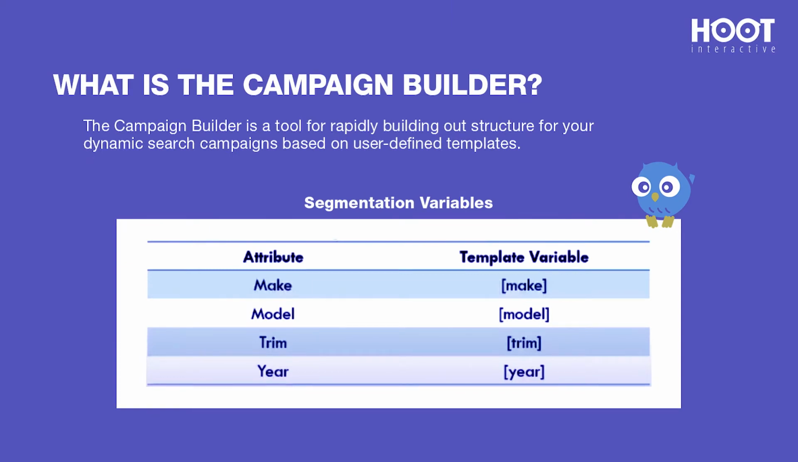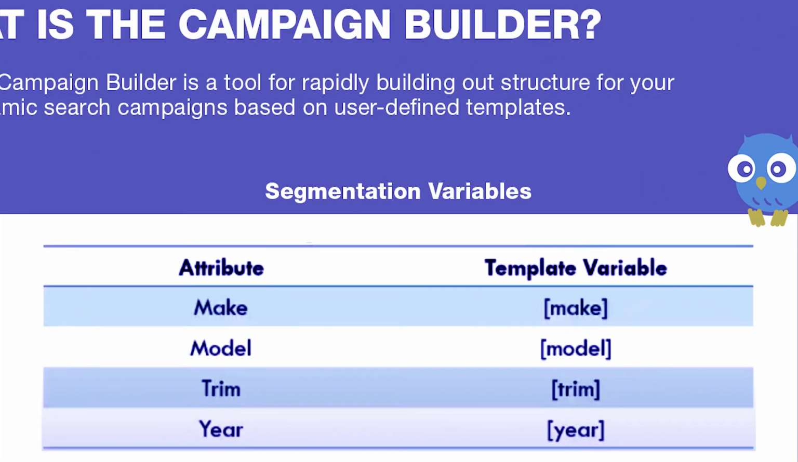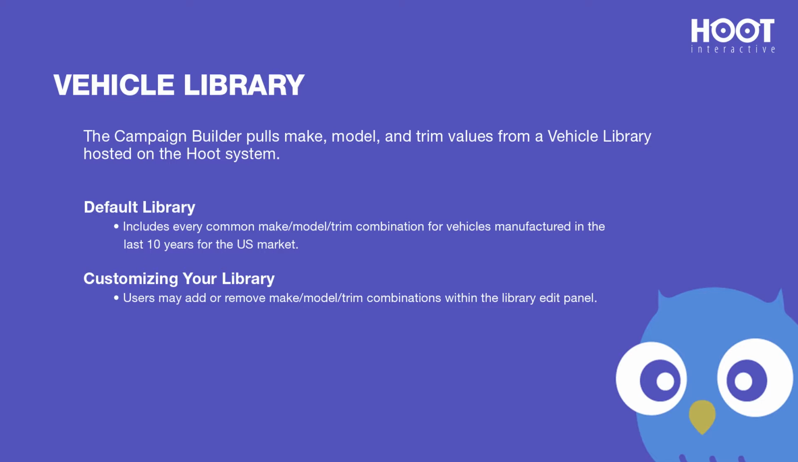The Campaign Builder is a tool for rapidly building out structure for your dynamic search campaigns based on templates that you will define. Within these templates, you'll be able to segment by the attributes make, model, trim, and year, and you'll do that by utilizing the template variables, which are make, model, trim, and year, just denoted by the brackets on either side.